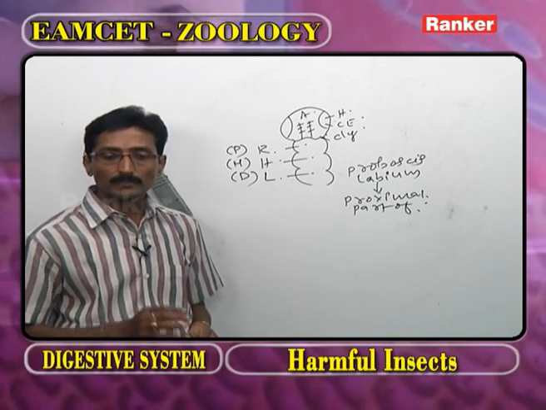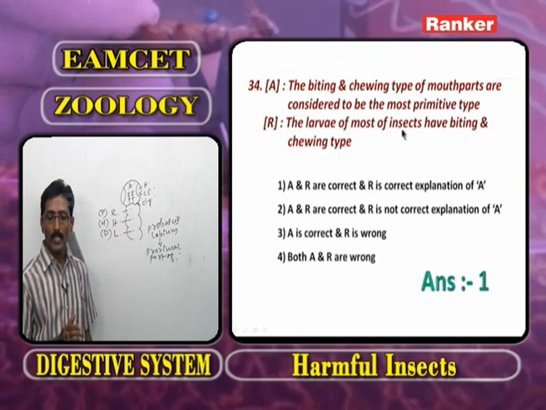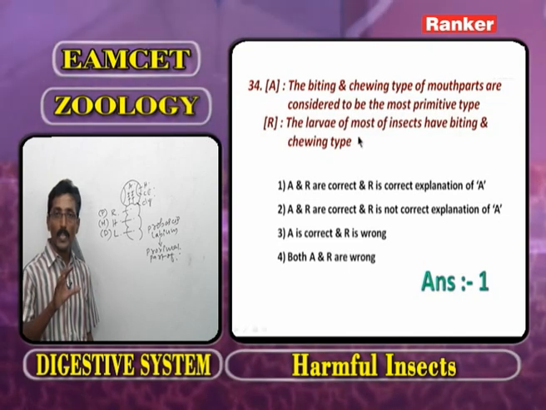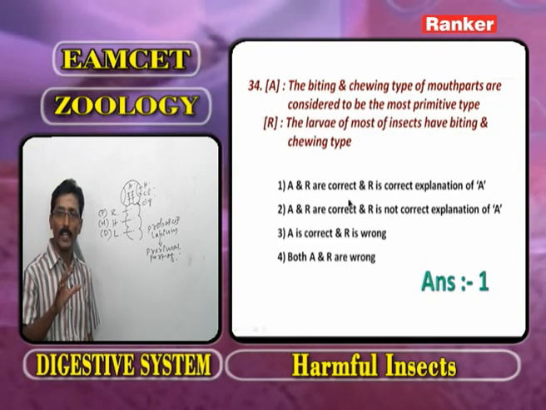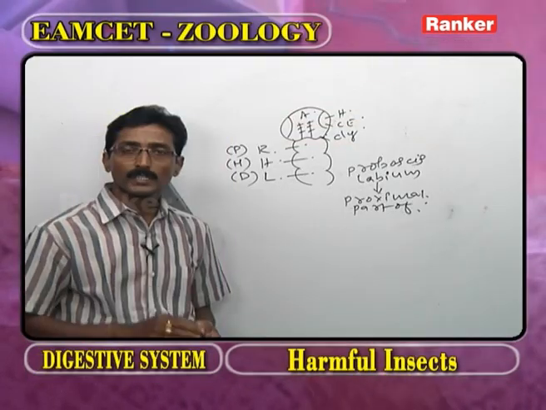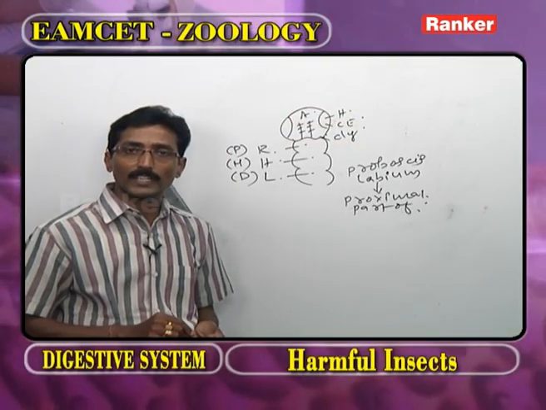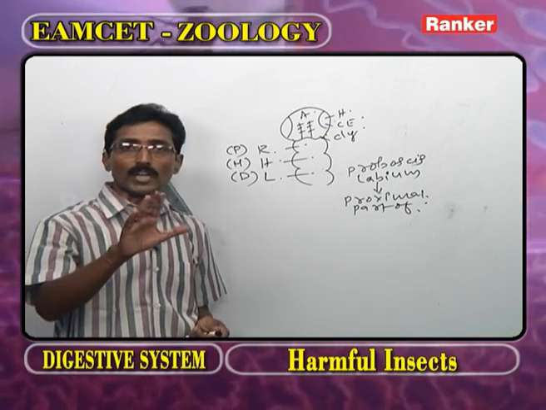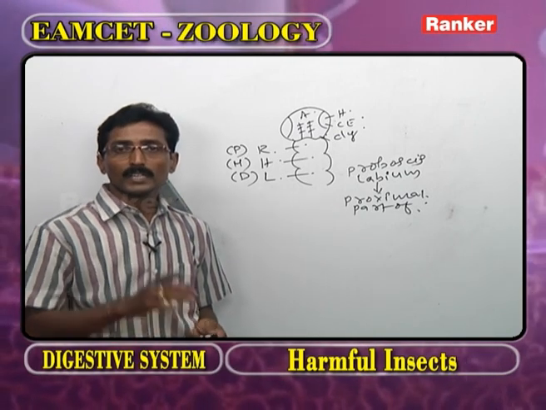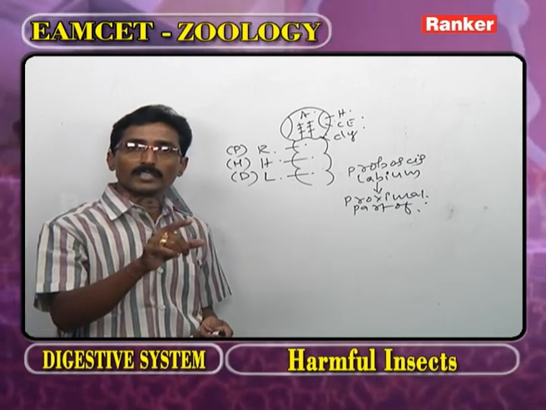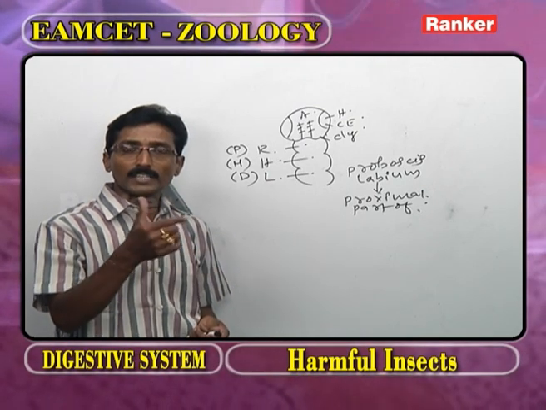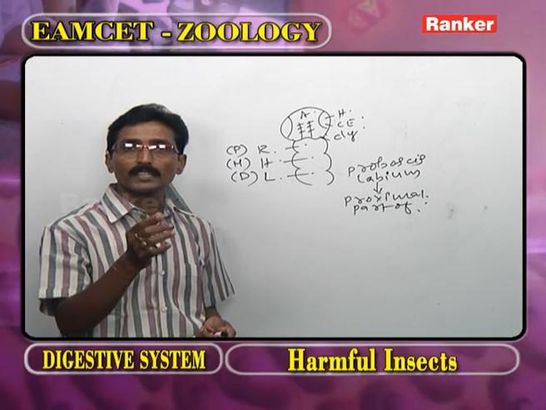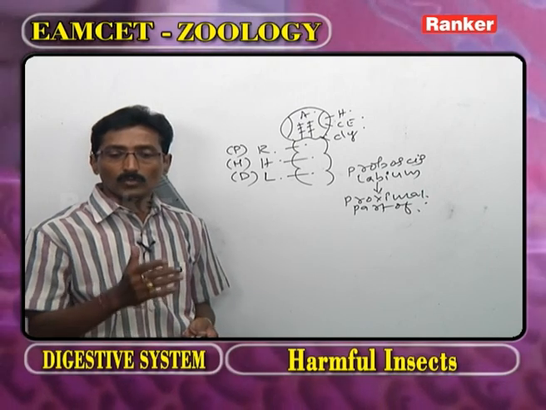Now the reason: the larvae of the majority of insects have biting and chewing type. So A and R are correct, and R explains A. Here one exception is present. As we observe the beneficial insects, one example is the lac insect. No doubt it is purely herbivorous. In the lac insect, at all stages, in the larval stage as well as in the adult stage, what type of mouth parts are present? Piercing and sucking. That is one exception. Now we go for the next question.